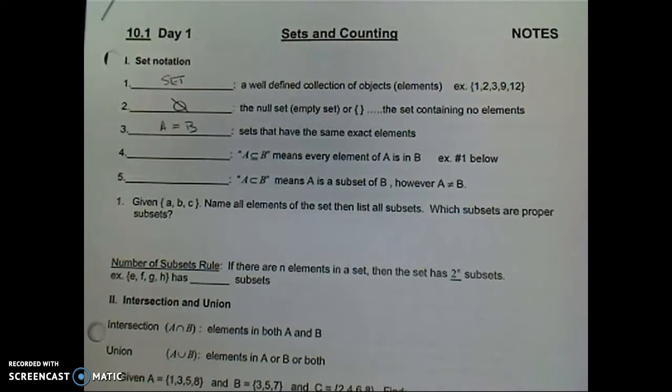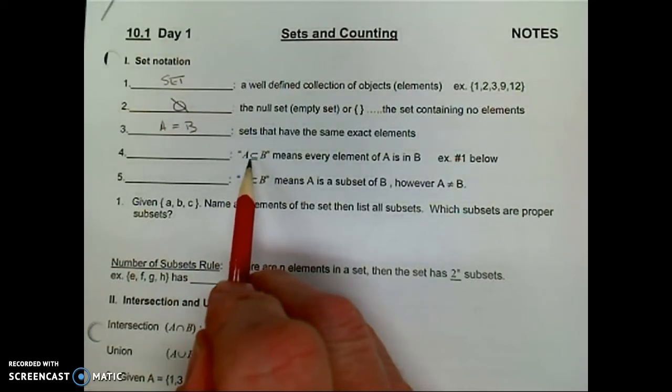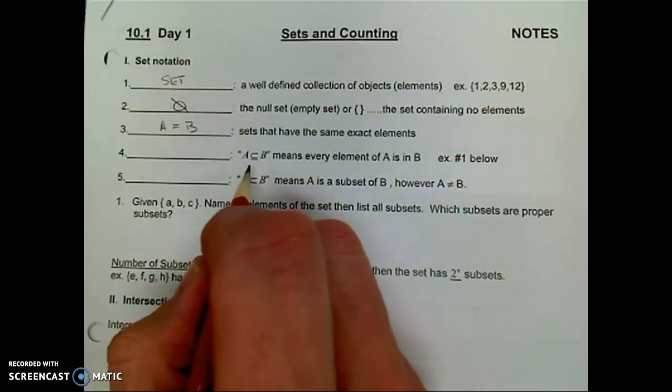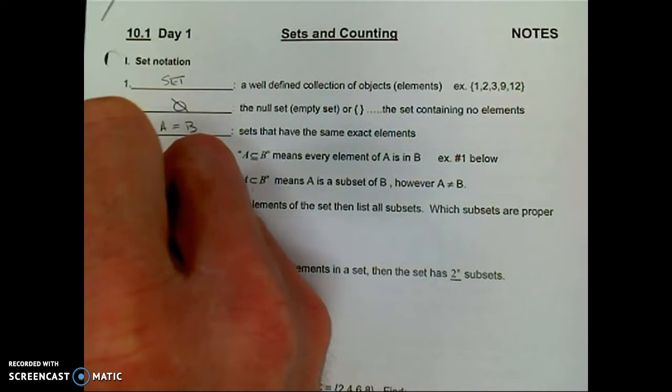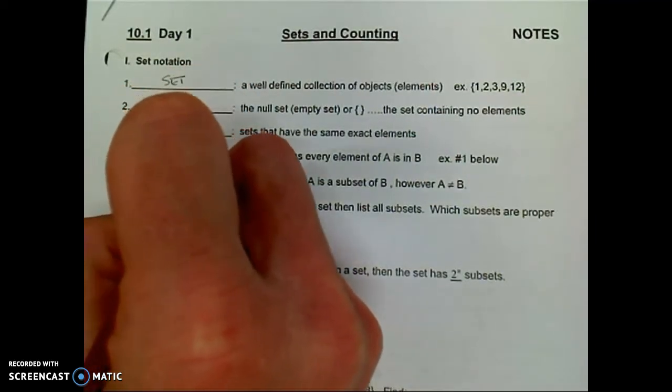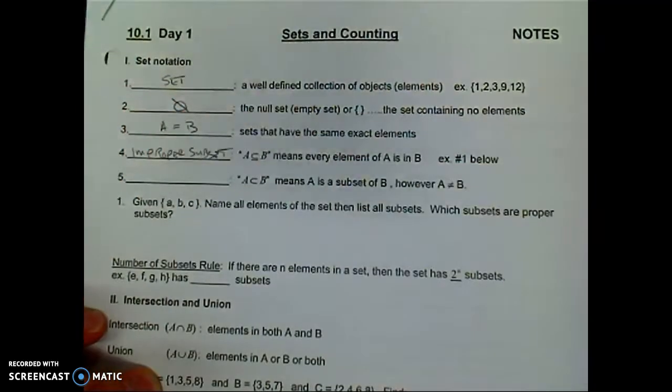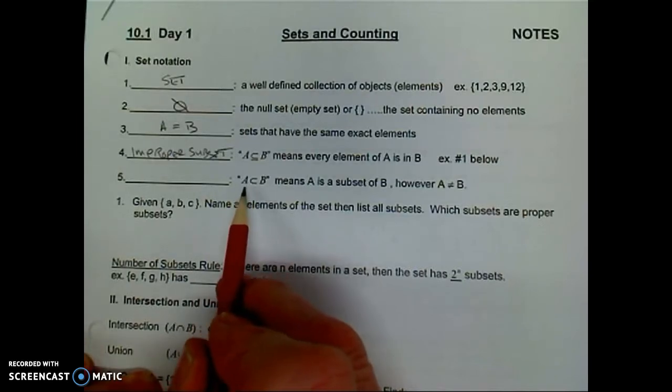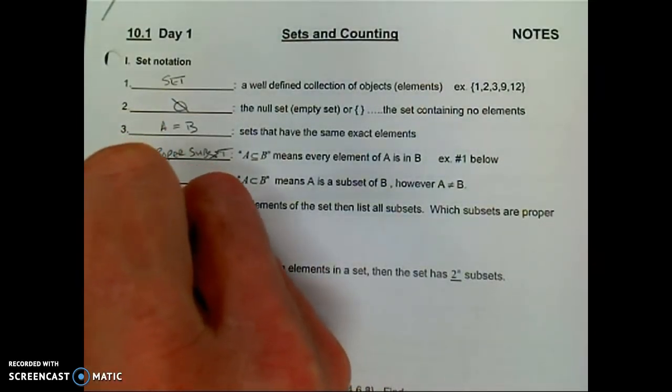When every element of A is in B, this kind of sideways U with a line below it, we refer to that as an improper subset. If we grab a group of items from the set that doesn't include all the items, then that is known as a subset. And so when we have a subset of B where A is not equal to B, that's this sideways U symbol, that is a proper subset.